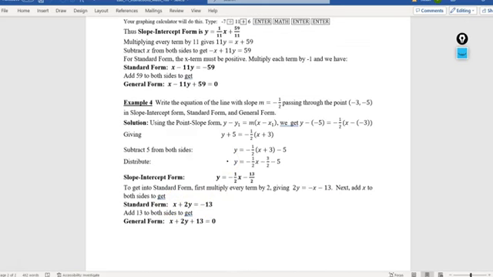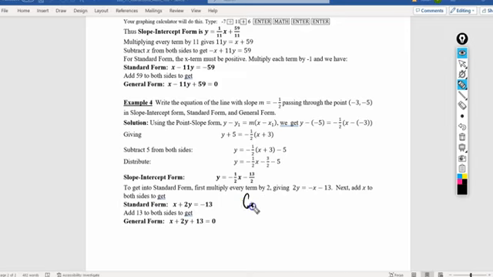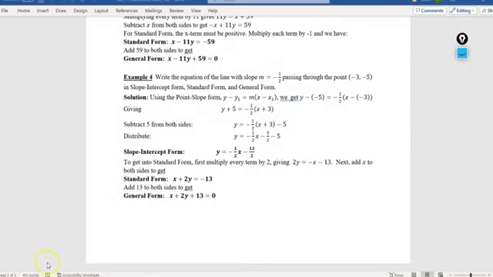And now once you have standard form, the general form's easy, because for the general form, you want a times x plus b times y plus some number c equals 0, where a, b, and c are integers, whole numbers, and a is positive. So to change this into general form, I just add 13 to both sides. And that fulfills the requirements of general form. And I'm done. Okay. And that concludes this lab.